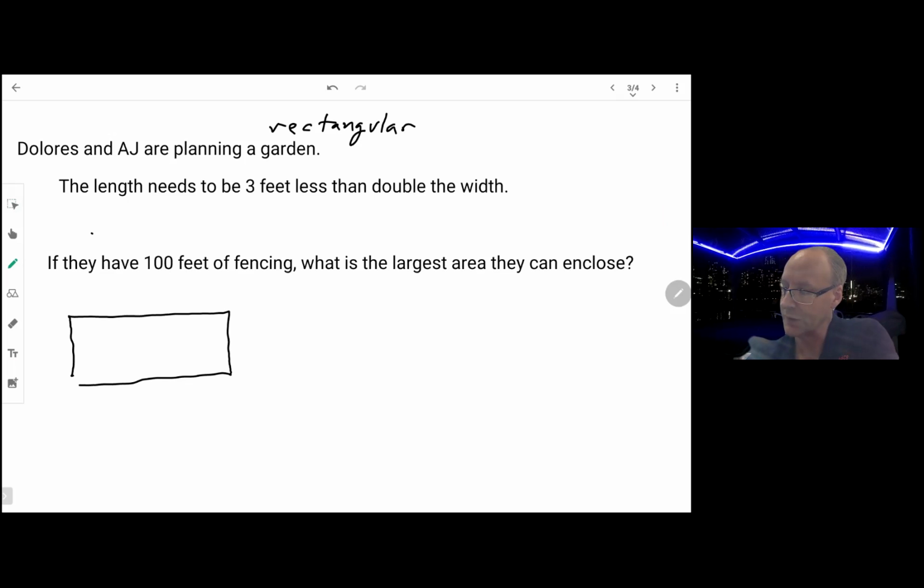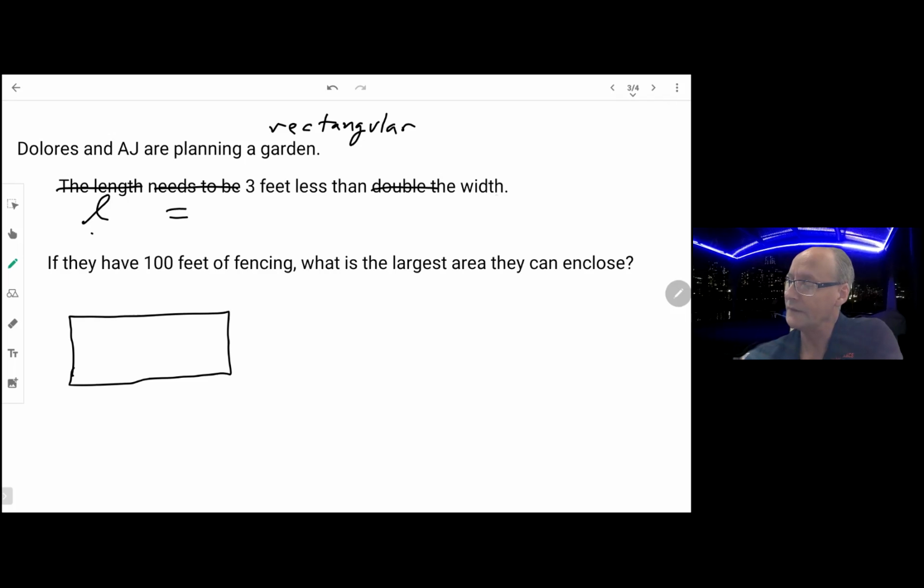This is supposed to be a rectangle. Now I could use the drawing tool and make it nice, but it's good enough. The length needs to be 3 feet less than double the width. This is the length, L. It needs to be, or will be, equal to 3 feet less than double the width.